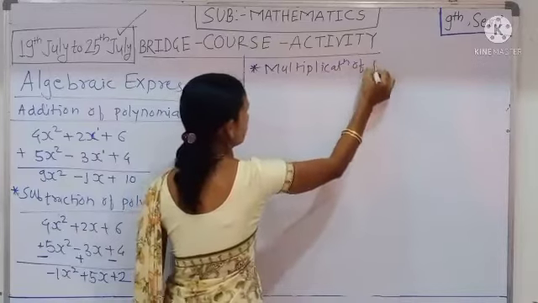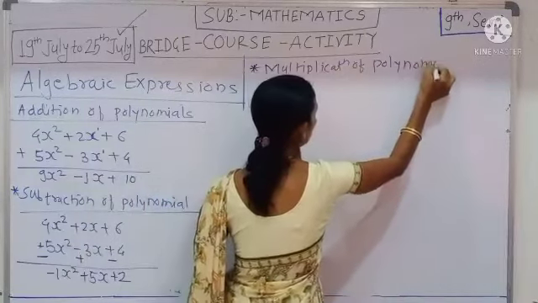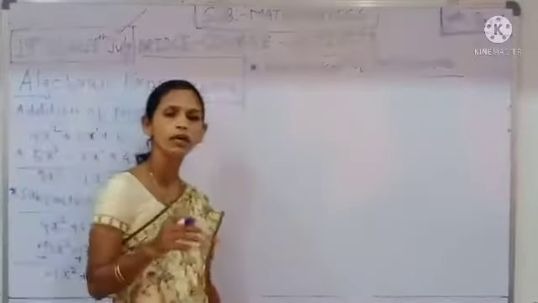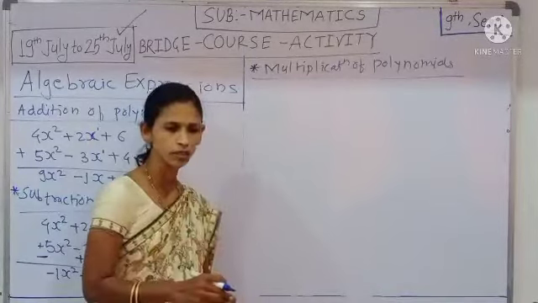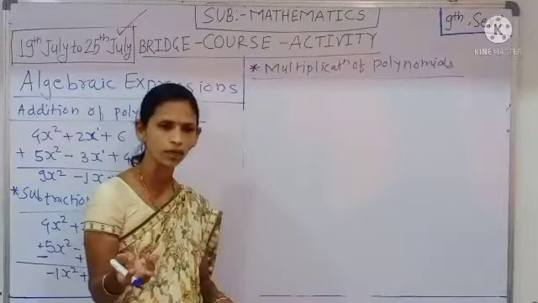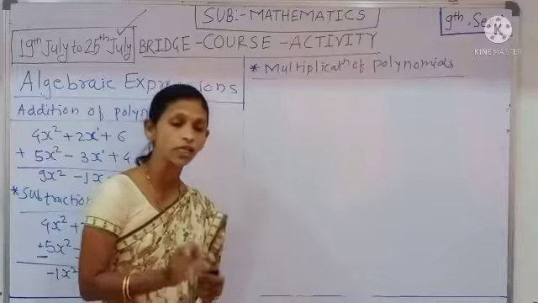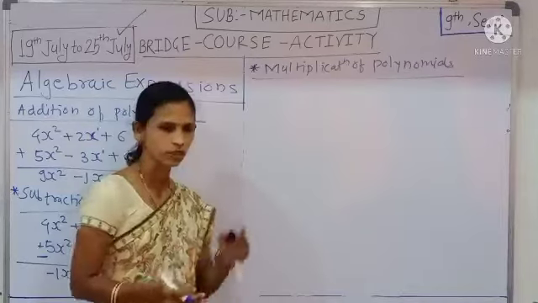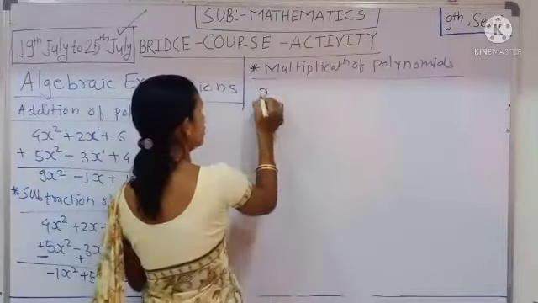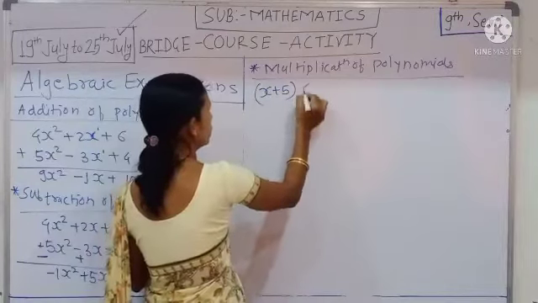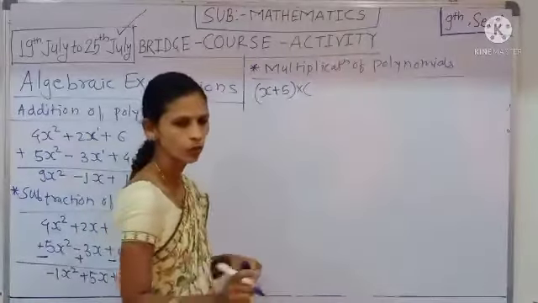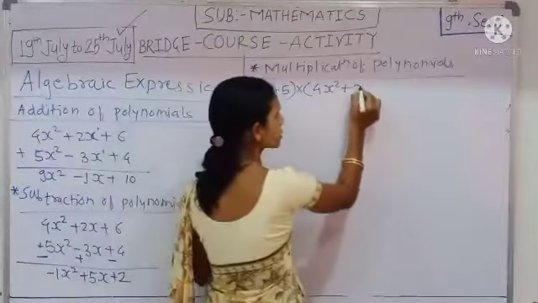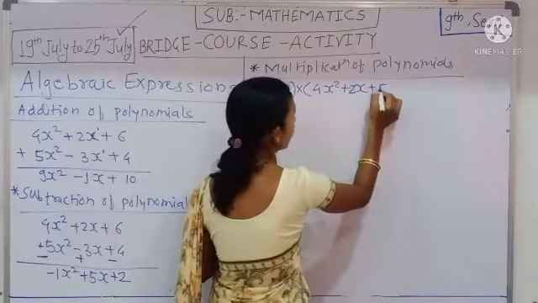Then, one of the examples of multiplication of polynomials. We have already learned about the monomial, binomial, multiplication of monomials, multiplication of monomial with binomial, binomial with binomial, as well as binomial with polynomials and monomial with polynomials. Then see here, one of the examples, that is x plus 5 is a binomial which we have to multiply with 4x square plus 2x plus 5.